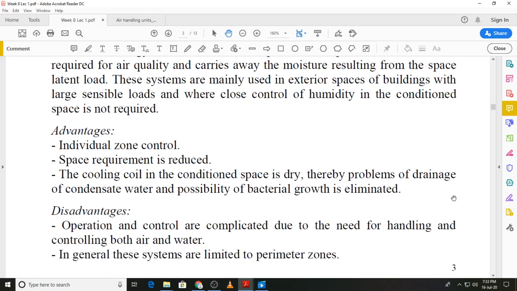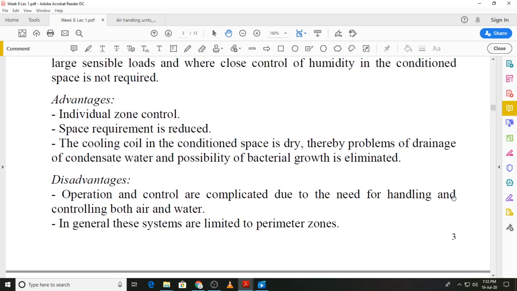The disadvantage is that operation control is quite difficult, in the sense that we need to control both the flow rate of water and air and their temperatures. And as I mentioned earlier, the usage is suitable for perimeter zones where we have large sensible loads.